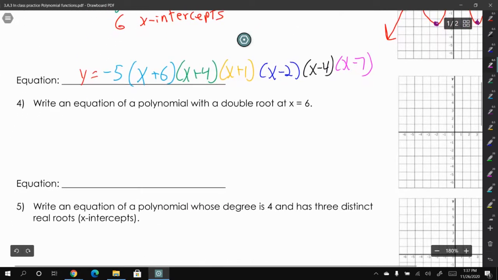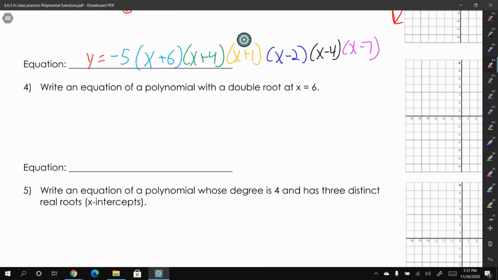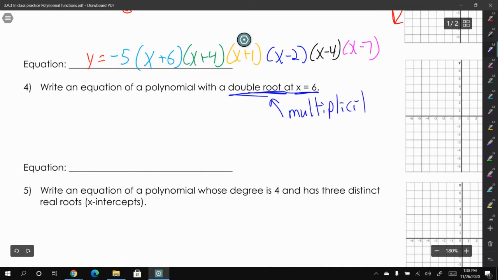Number 4 says write an equation of a polynomial with a double root at 6. So double root, this means a multiplicity of 2. And again, it doesn't tell us anything else, so we have a lot of freedom here.